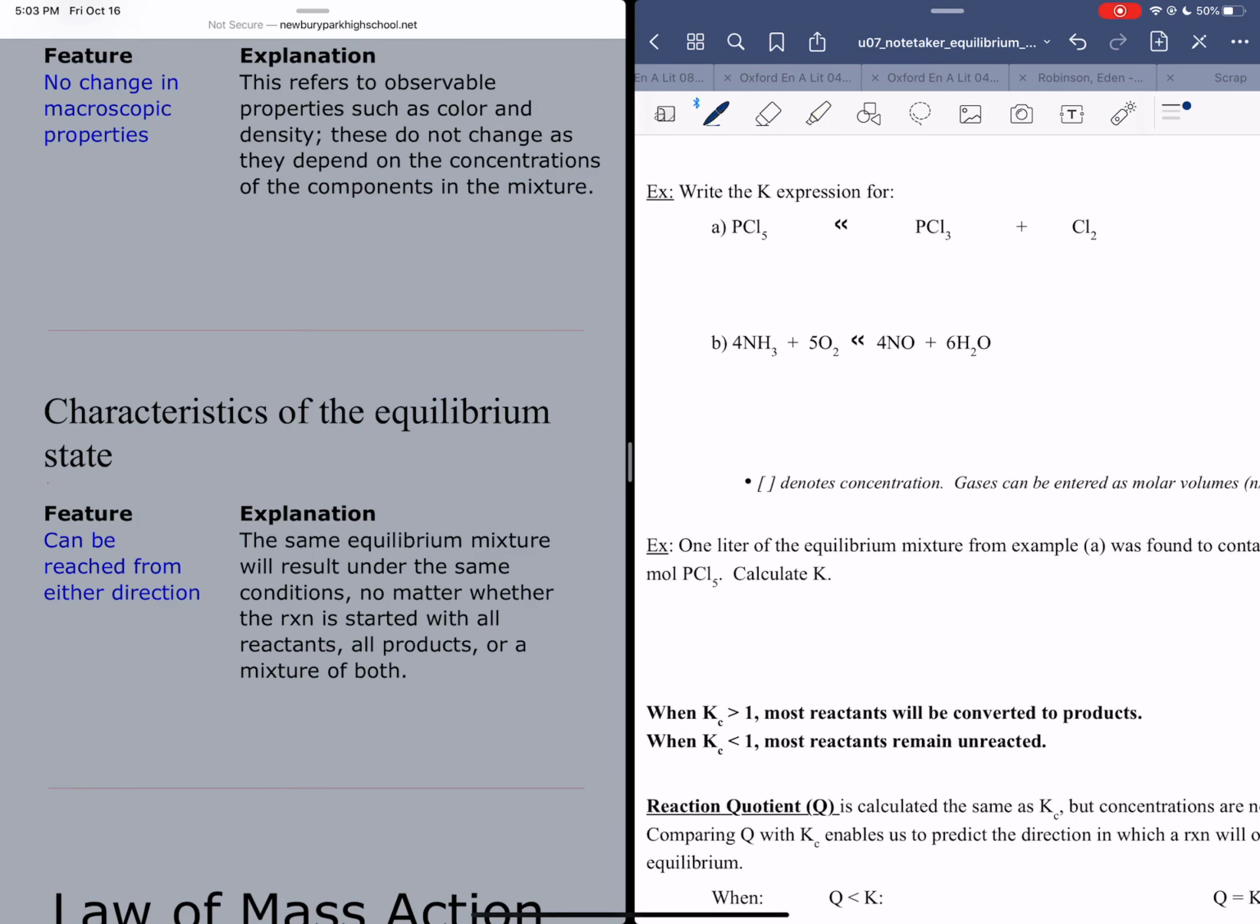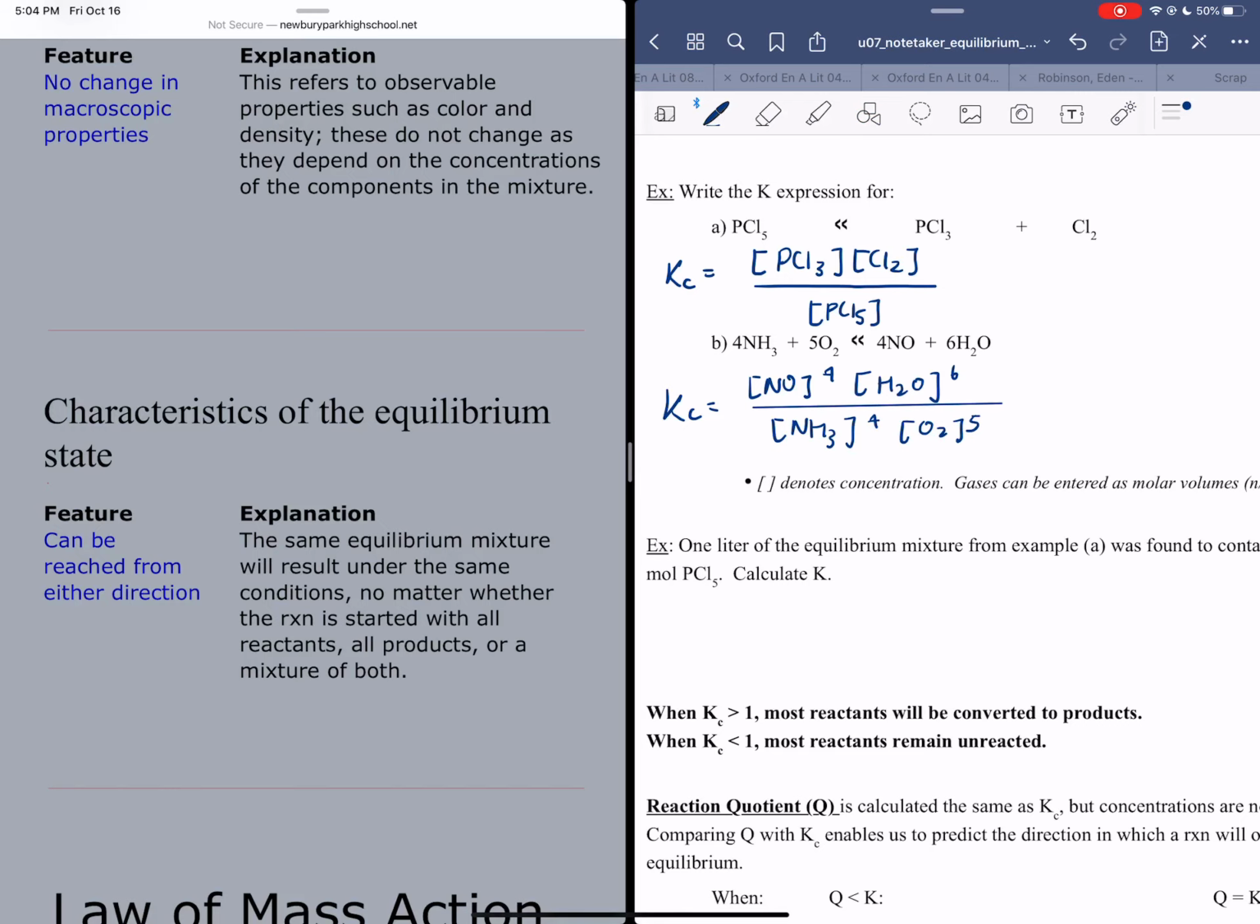Let's do some examples. Kc here is equal to our products over reactants raised to their stoichiometric coefficients. Now, the first thing you want to see is if the equation here is balanced, and it is, so you don't need to worry. This is [PCl3][Cl2] over [PCl5]. Simple enough. Let's do the same for this one. Kc here is equal to [NO]^4 [H2O]^6 over [NH3]^4 [O2]^5.